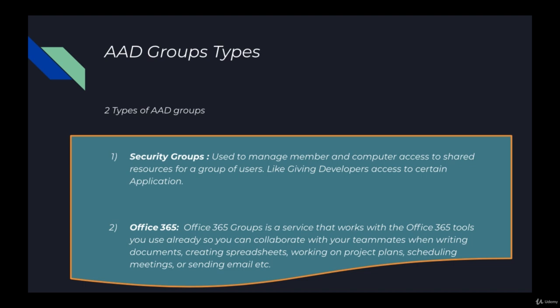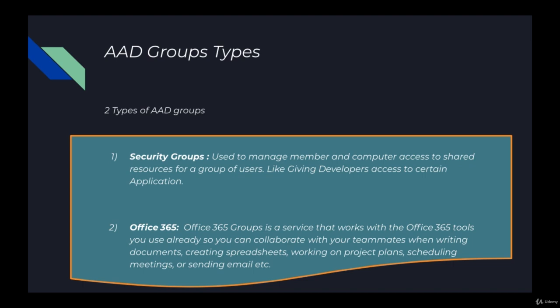And the other is the Office 365 group. Office 365 is a service that works with other Office 365 tools. We have Outlook, Calendar, and OneDrive, so you can collaborate with your teammates when writing documents, creating sheets, working on projects, scheduling meetings, and sending emails. To have such kind of activities, you can create an Office 365 group.